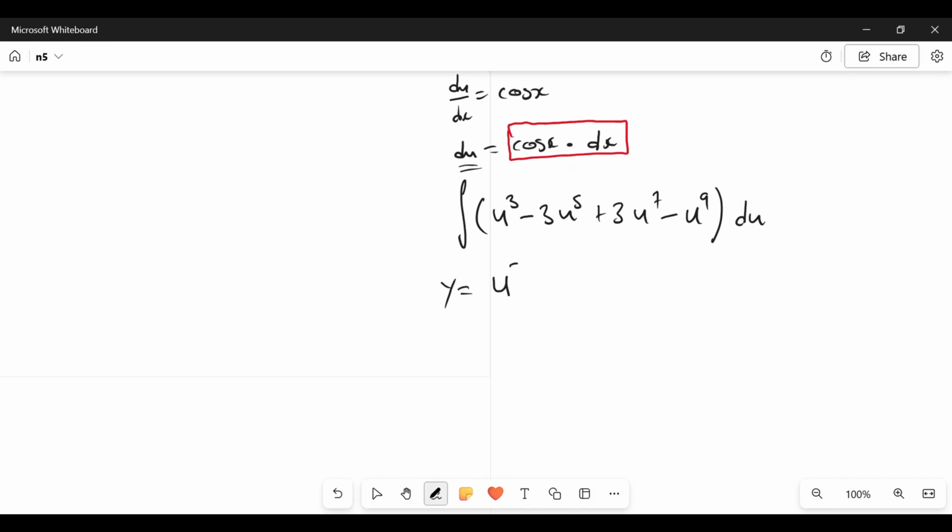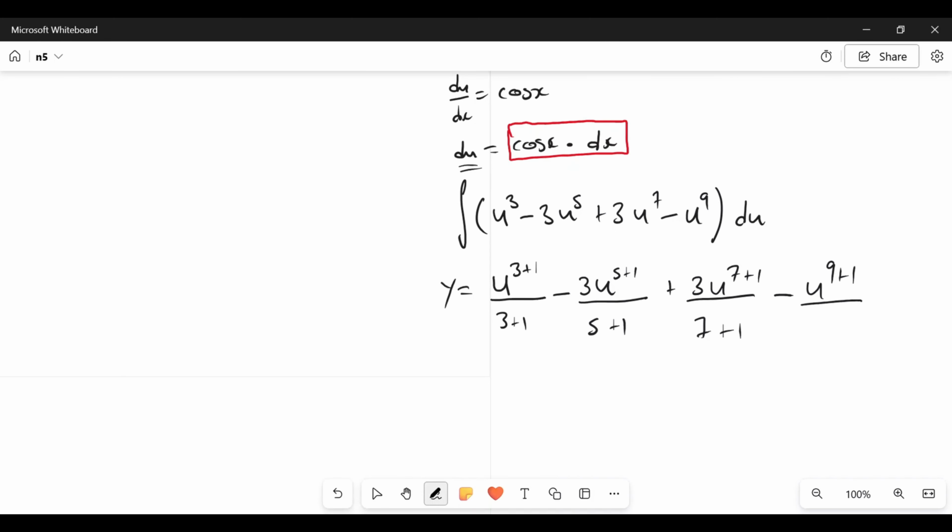You have u to the power of 3 plus 1 divided by 3 plus 1. There we go. Minus, we have 3, and then we have u to the power of 5 plus 1 divided by 5 plus 1. Plus, we have 3 u to the power of 7 plus 1 divided by 7 plus 1. And the last one, we have negative u to the power of 9 plus 1. It's going to be divided by 9 plus 1. Plus c. Let us not forget c to show that these are indefinite integrals.